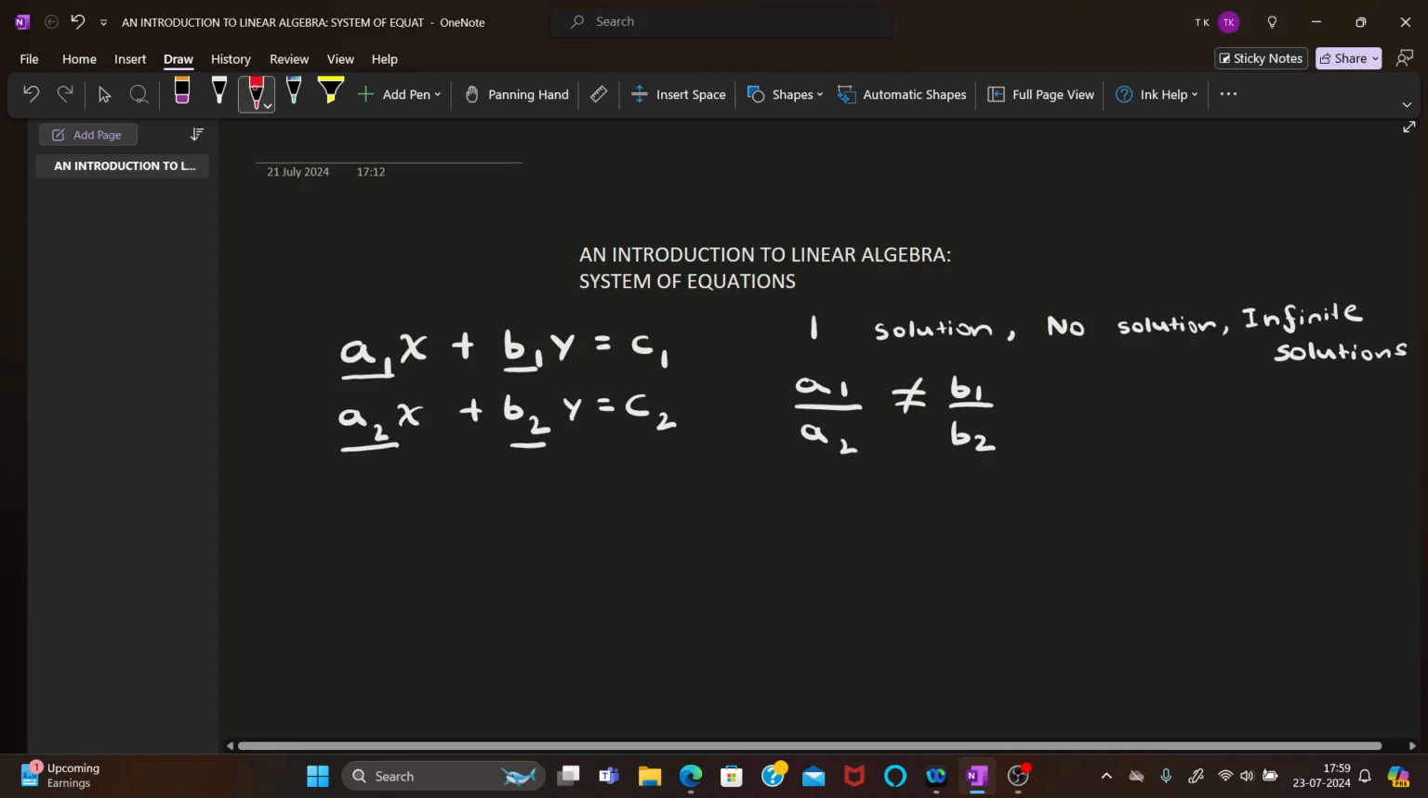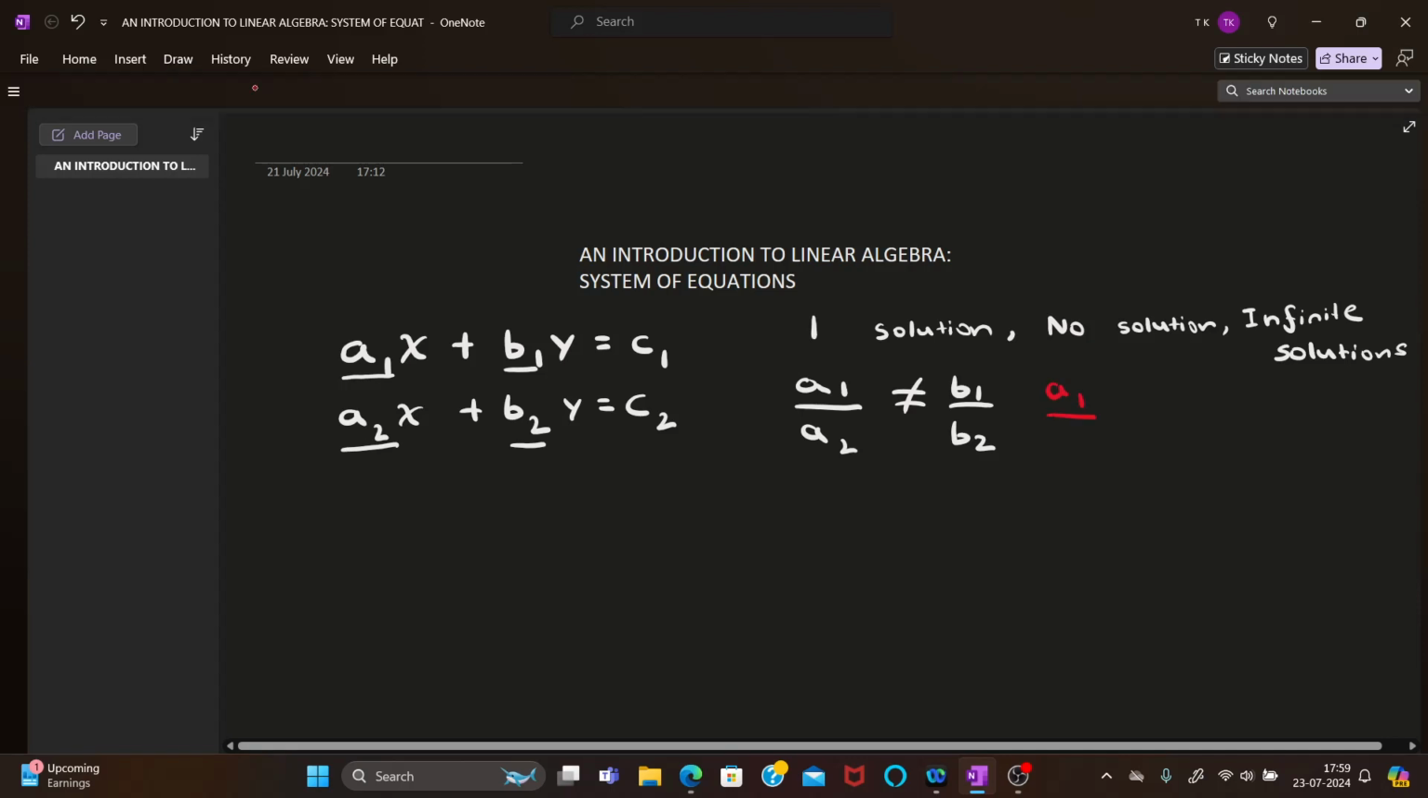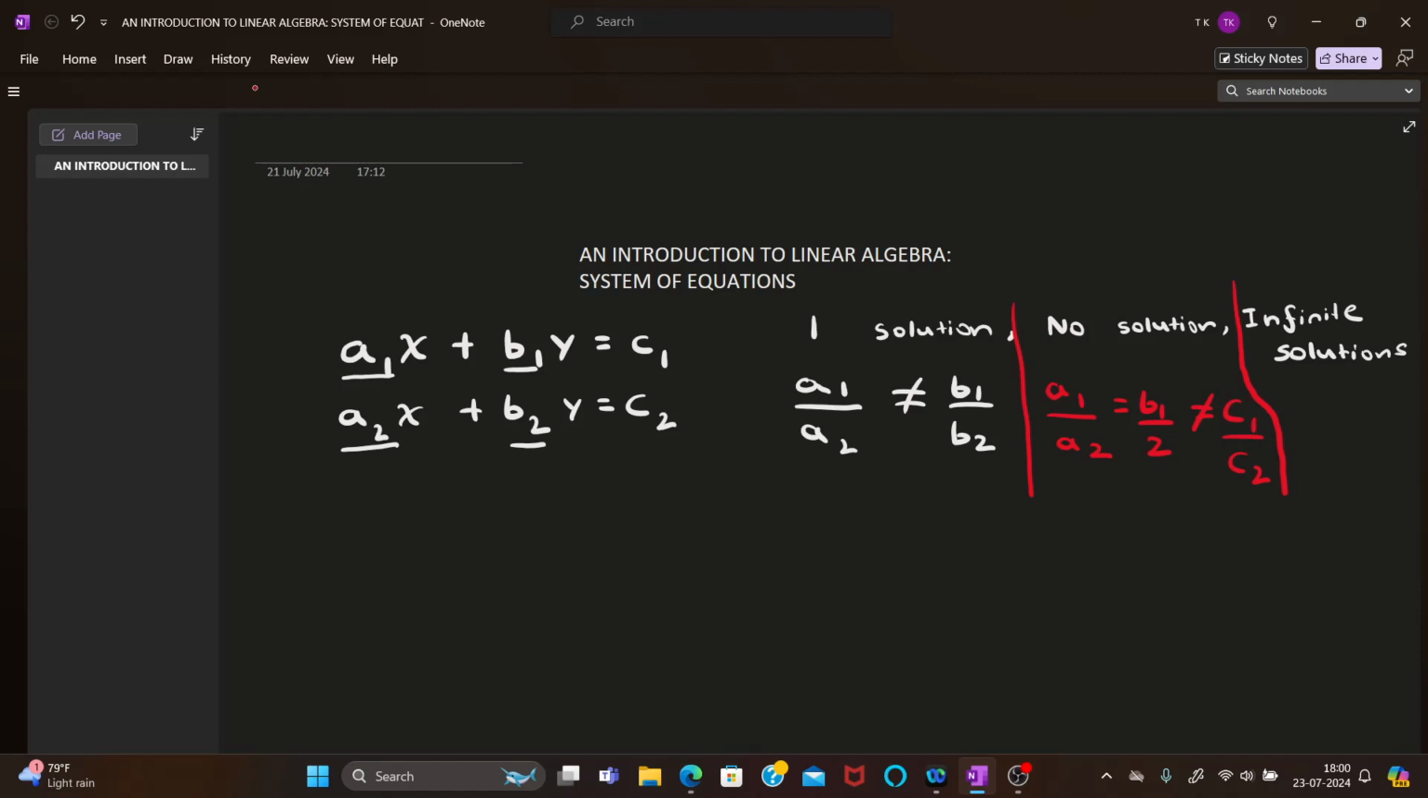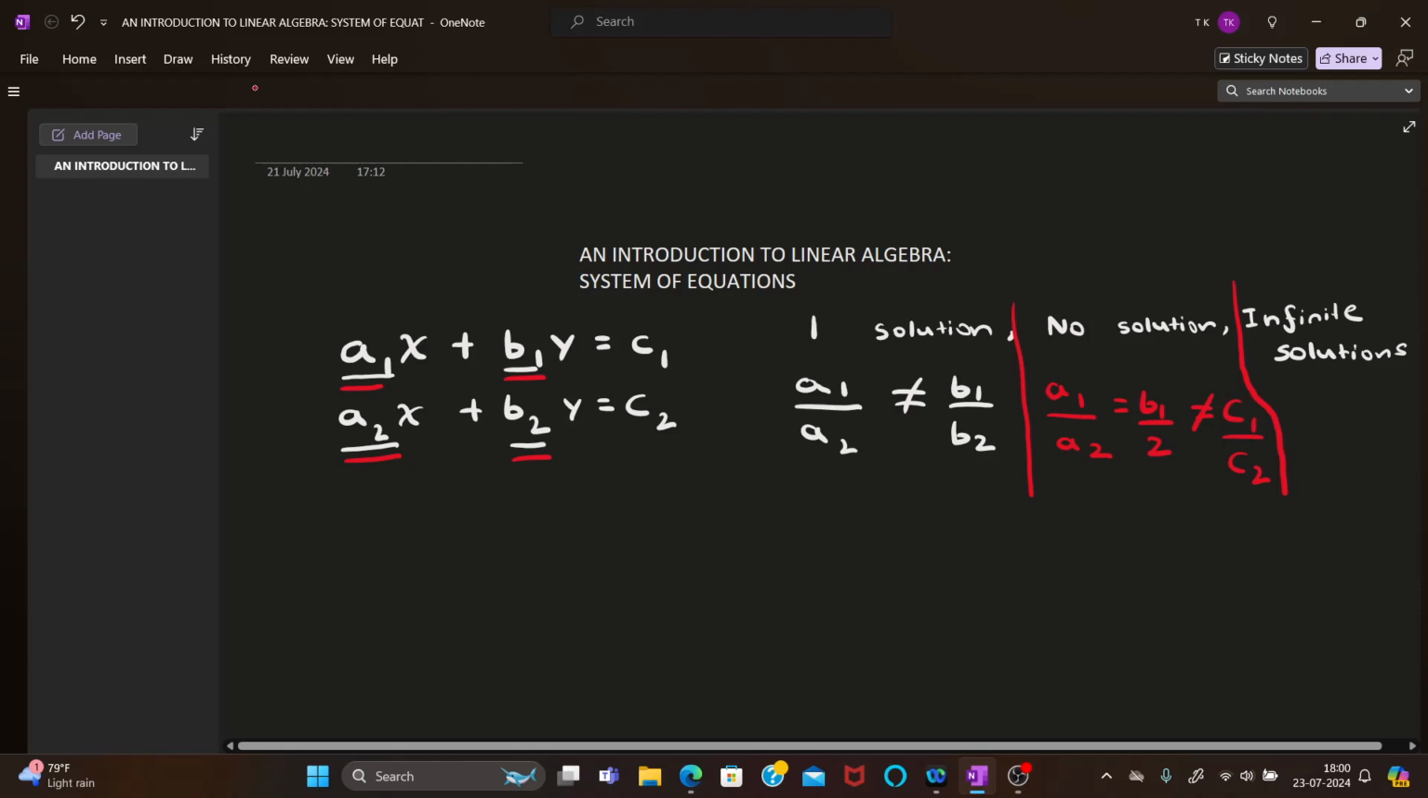And the second is when there's no solution. When there's no solution, a1 over a2 is equal to b1 over b2, but is not equal to c1 over c2. This is when there's no solution. No solution means that there's no possible value of x and y which satisfies this system. So a1 over a2, that means this divided by this should be equal to this divided by this, but it should not be equal to this divided by this.